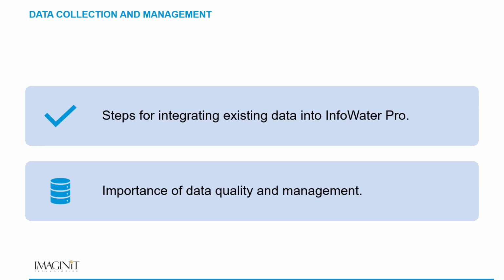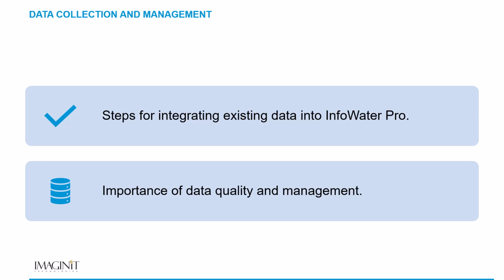The software includes features to validate and cleanse data, enhancing the accuracy of simulations and analyses. By ensuring high-quality data, utilities can rely on the results for making critical decisions about their water distribution networks. InfoWater Pro organizes and presents data in user-friendly formats, making complex information accessible to both technical staff and decision makers. This supports informed strategy development and operational adjustments.